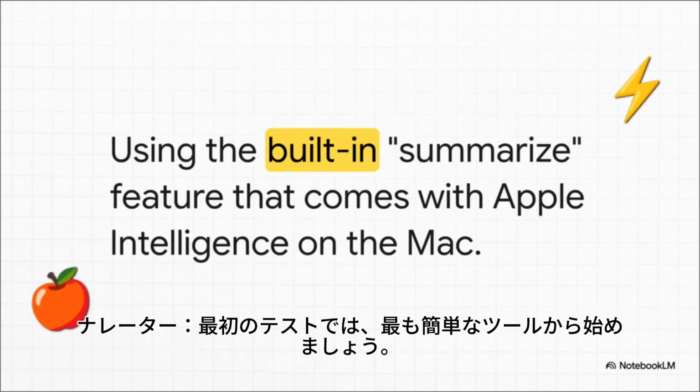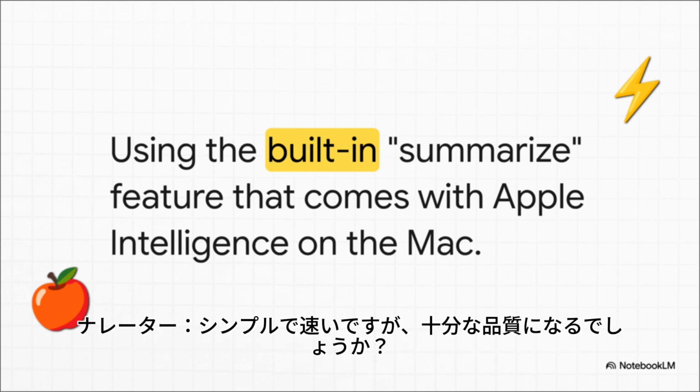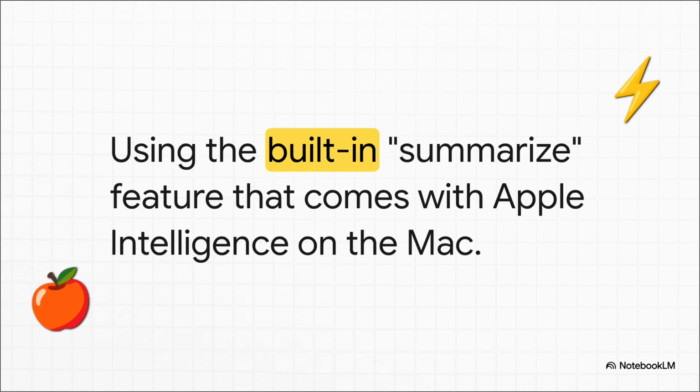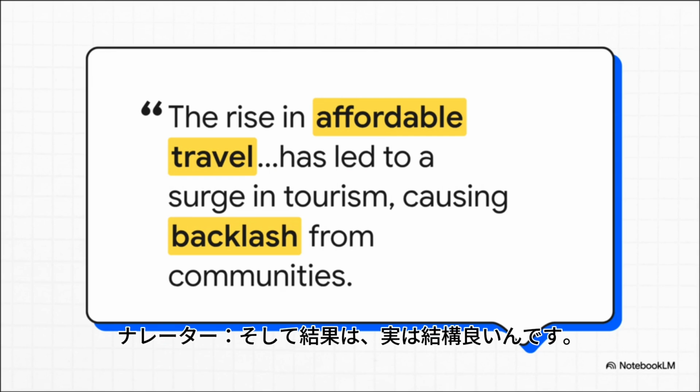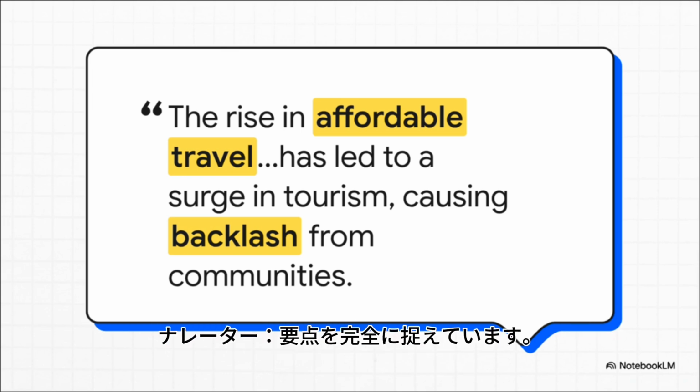Okay, for our first test, let's start with the easiest tool available. We'll take the transcript text, and we're just going to use the built-in Summarize feature that's part of Apple Intelligence on the Mac. It's simple, it's fast, but is it going to be good enough? And the result is, it's actually pretty good. It's incredibly fast, and it gives you a really solid high-level overview. It totally gets the main point.